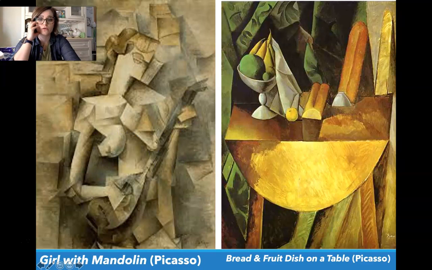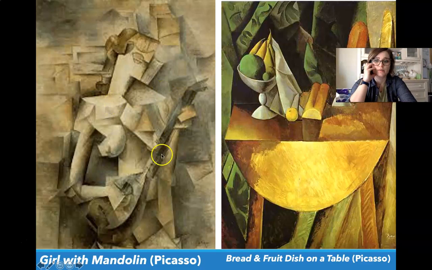Here are a couple of Picasso's paintings. So first we're going to look at Girl with Mandolin. There's the mandolin and I guess, I don't know if they're called frets for mandolins too, but there we go. And then there's her head and her hair.